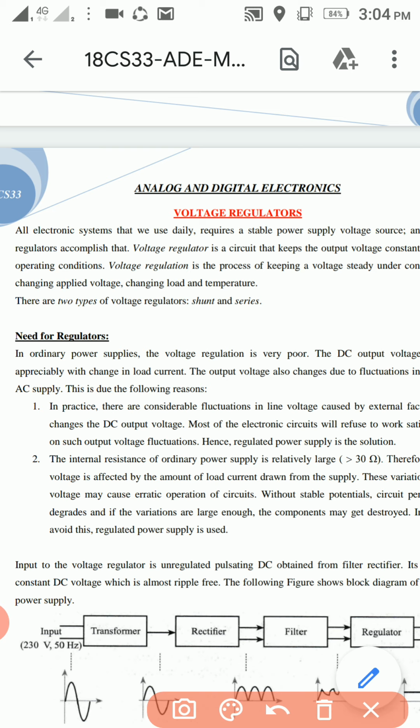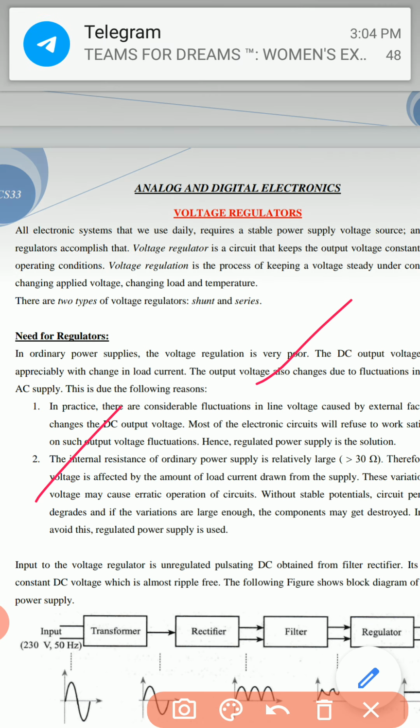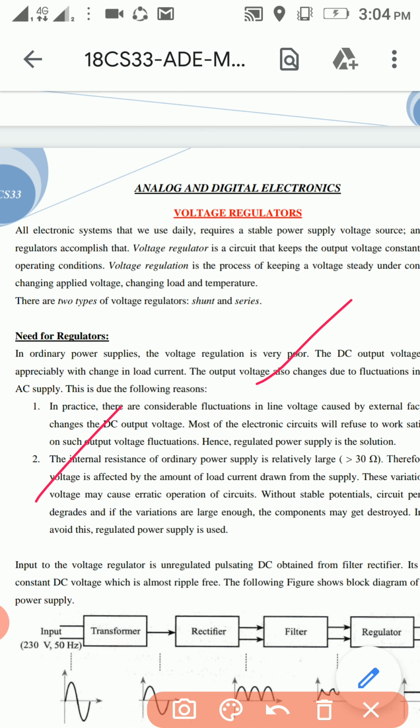in practice there is fluctuation in the line voltage caused by the external power source. That causes the DC output to change. For that particular reason the regulator is needed. And one more thing: the internal resistance of an ordinary power supply is relatively very large, greater than 30 ohm. Therefore the voltage is affected by the amount of load current drawn from the supply. For that reason regulators are required.